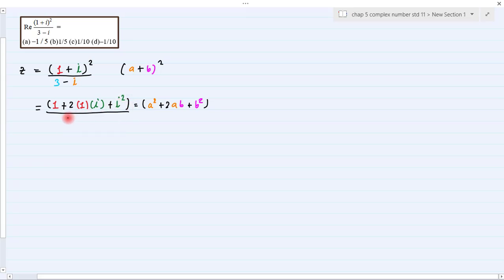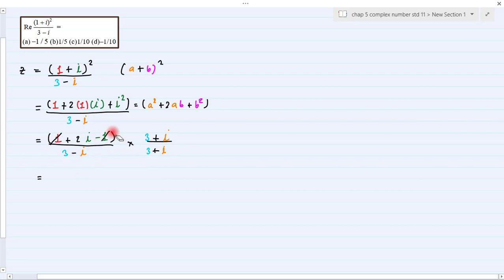And your denominator still remains as it is. In further simplification, we can say 1 plus 2i, and the value of i square is nothing but minus 1, upon 3 minus i will remain as it is. Now in the numerator 1 will cancel out, we will get 2i. Now to remove the complex number in the denominator, we have to multiply and divide by its conjugate. So let's multiply and divide by 3 plus i.